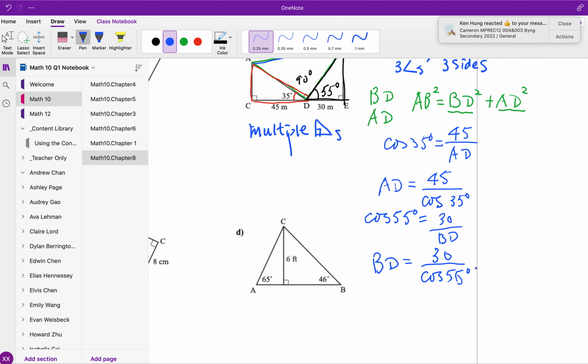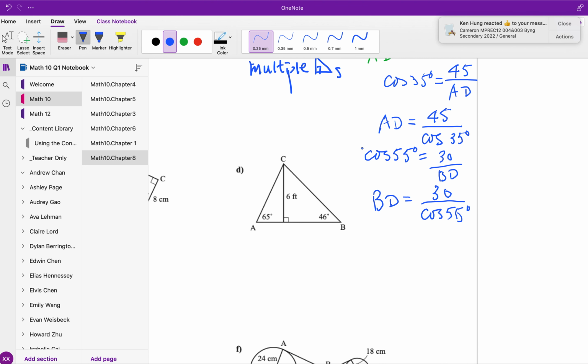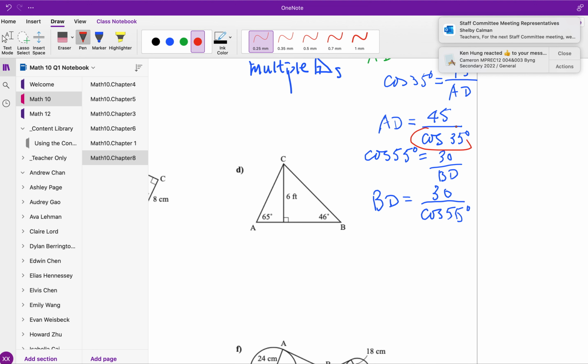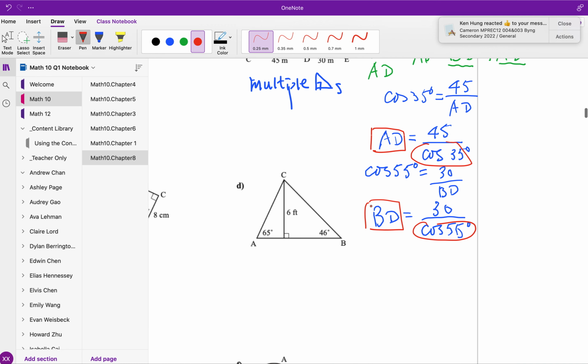Okay, so in this case now it's just a matter of calculation, because you punch into your calculator how much cosine 35 is and how much cosine 55 is. Then you divide the 45 and the 30 by them, and you will get to know how long AD is and how long BD is. Now, one thing I wanted to say here is called rounding in the very last. So what does rounding in the very last mean?